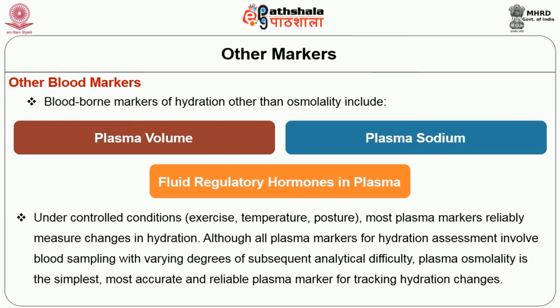Although all plasma markers of hydration assessment involve blood sampling with varying degrees of subsequent analytical difficulty, plasma osmolality is the simplest, most accurate and reliable plasma marker for tracking hydration changes.